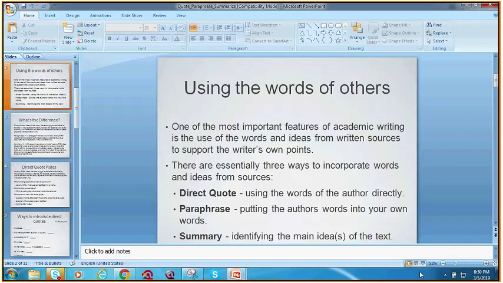So now, what could you understand from these three highlighted bullets? Direct quote means as the author states there, and we insert the text the same as the author has written. Paraphrasing means putting the author's words into our own words. That means the meaning is the same, and the text may be changed. And summary means identifying the main ideas of the text, to write different points or different ideas with our own view in one point. That means summary. Okay, good.